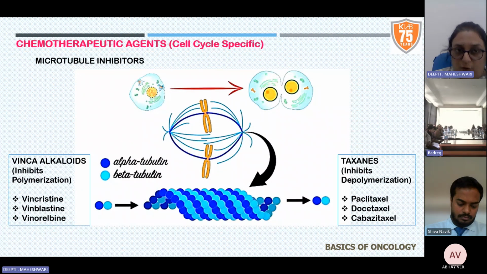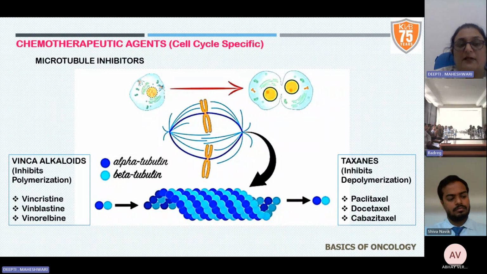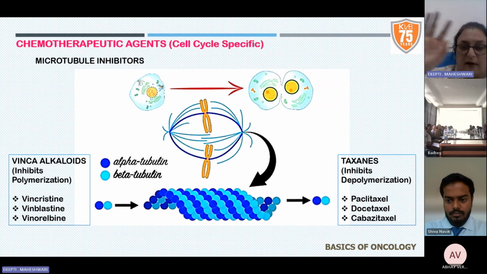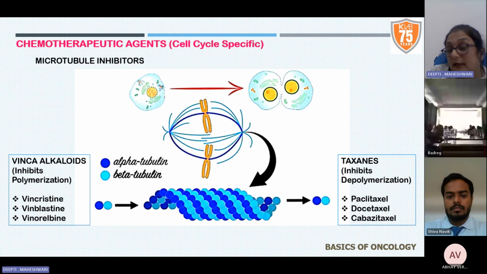You have microtubule inhibitors. Why are they classified as microtubule inhibitors? Because they are inhibiting the microtubules which are required in the M phase for cell mitosis. One class of drugs inhibits polymerization; they are called Vinca alkaloids. The other class of drug inhibits the depolymerization, and those drugs are called taxanes.